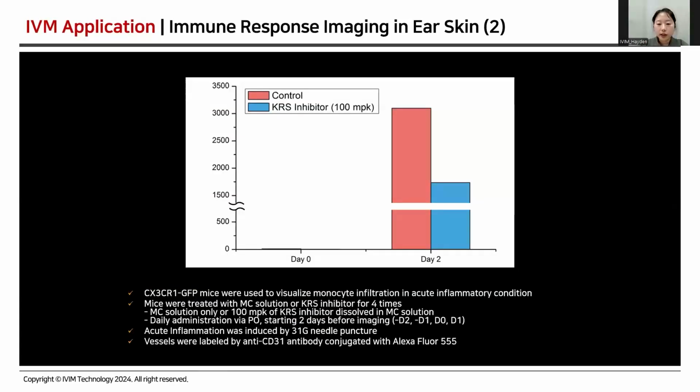And here we could see the graph showing the quantitative analysis of monocytes gathered around the wound. Aligning with the previous imaging data, when treating with the anti-inflammation drug, the KRS inhibitor, the immune dynamics successfully decreased, and we could see this with our intravital microscope system.